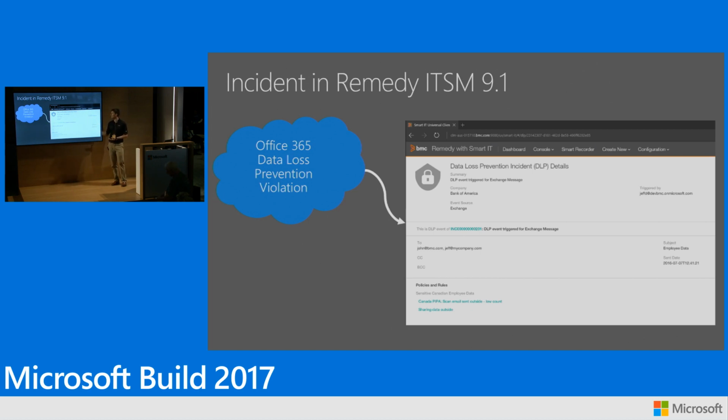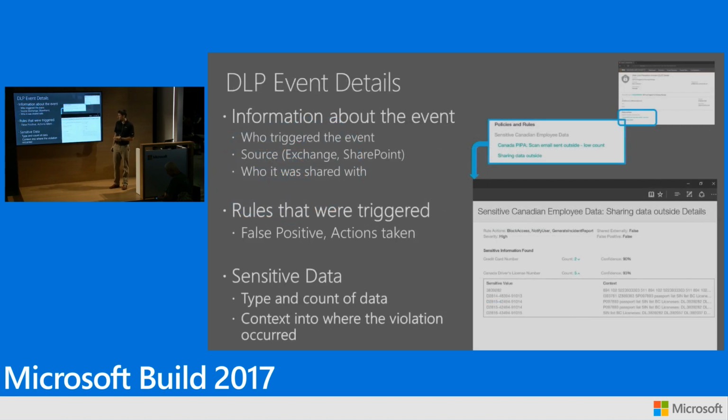So we've got our data loss incident. We can see some information about it, who triggered it, who sent it, as well as some other information about it, where it came from, and what company. If we drill into this a little bit, we see we've got more information about the event. We've got the rules and policies that I've defined in Office 365, the severity of the event, some actions that have taken place, whether or not it was a false positive, and some information about the rules that really caused the incident to occur. As well, if we have the appropriate information, we can actually see the sensitive data that triggered the incident, and we have context into the document where the information was.